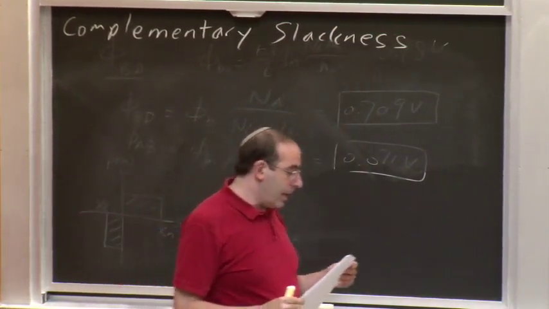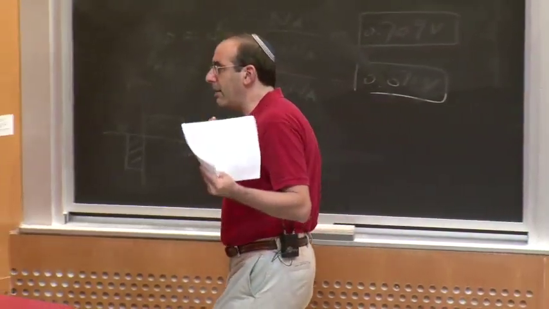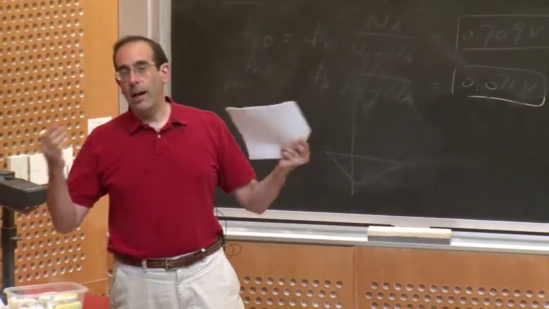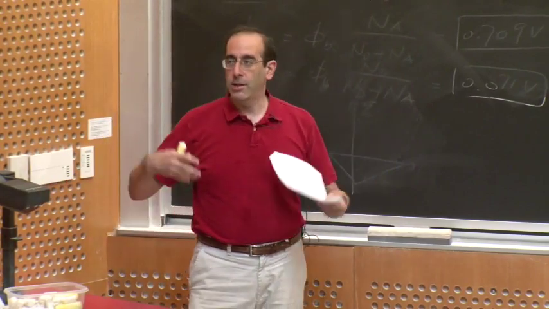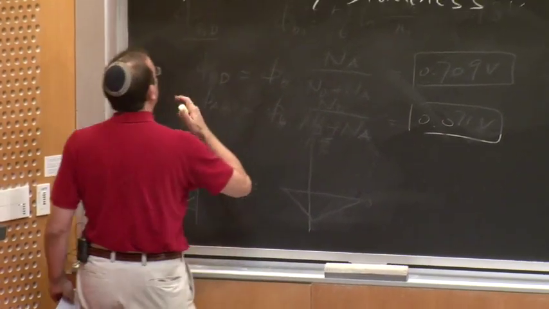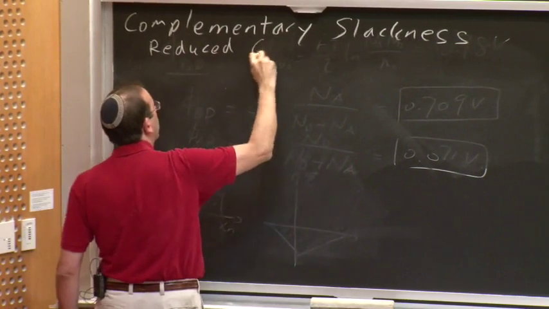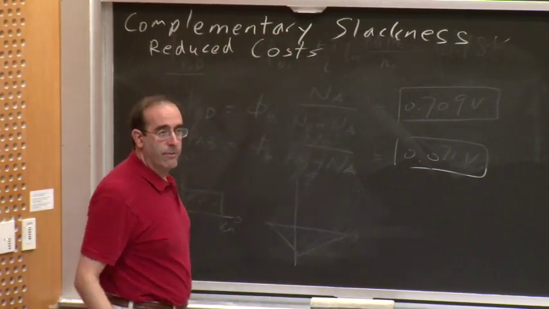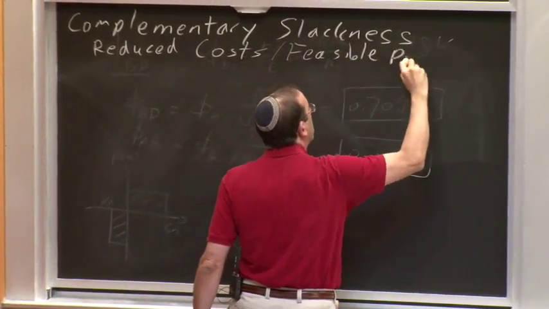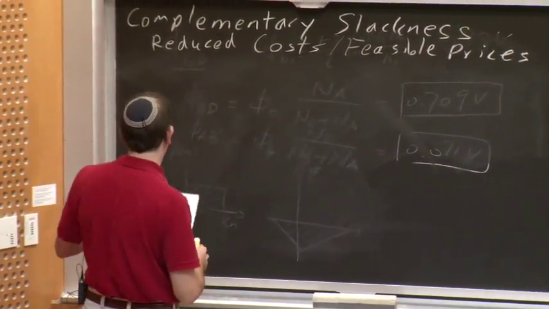Okay. And this idea comes again from the perspective of these merchants who are buying and selling widgets, and through the action of the free market solve this complicated combinatorial optimization problem. So, last time we worked a lot with these reduced costs. We talked about feasible price functions. Let's think about these from the perspective of the merchants.